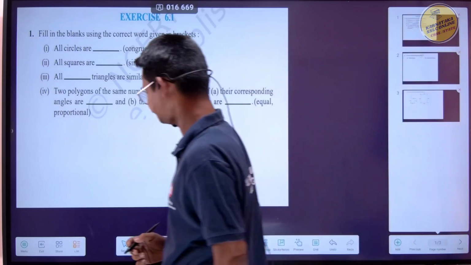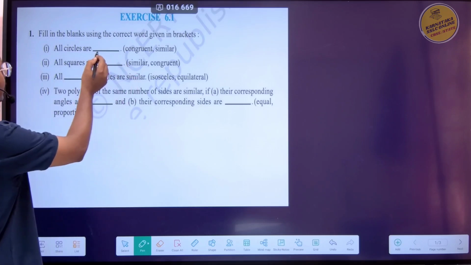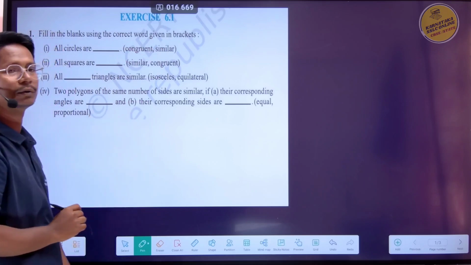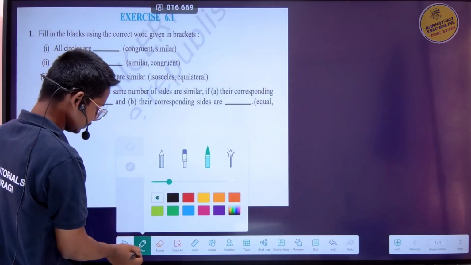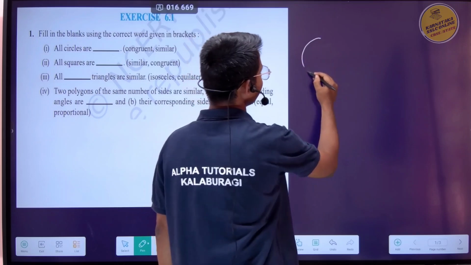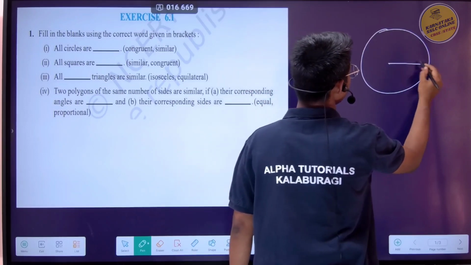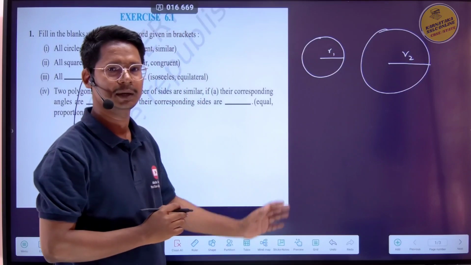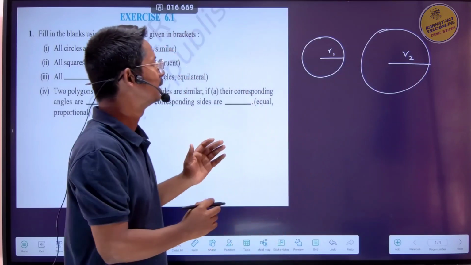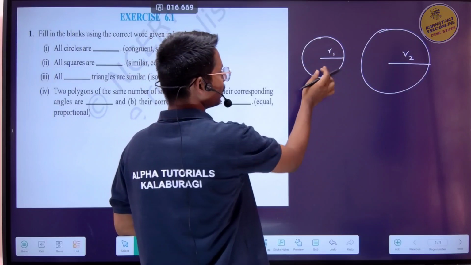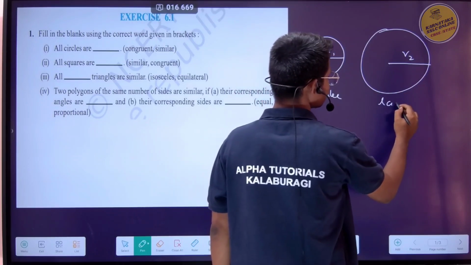See, first one, all circles are dash. So here all circles are either congruent or similar. Which is the correct option? See, we know when we consider circles, do you think all circles have the same radius? If I consider circle 1 with radius r1, and circle 2 with radius r2, so we find different circles in the sense the radii are different. So when radii are different, then I can say the size is going to be different. So one is a smaller circle as compared to the other one, so the other one is larger as compared to the first one.